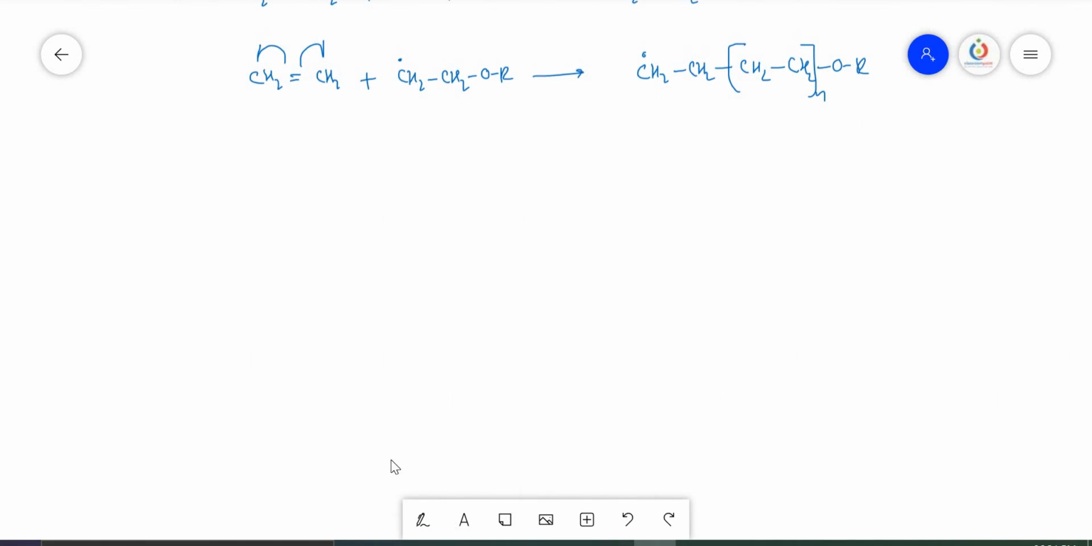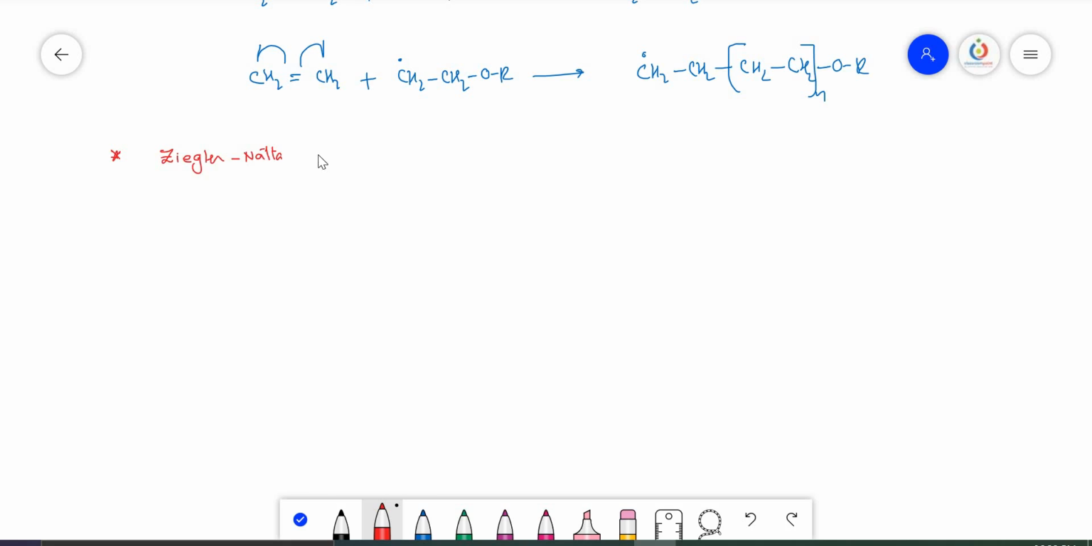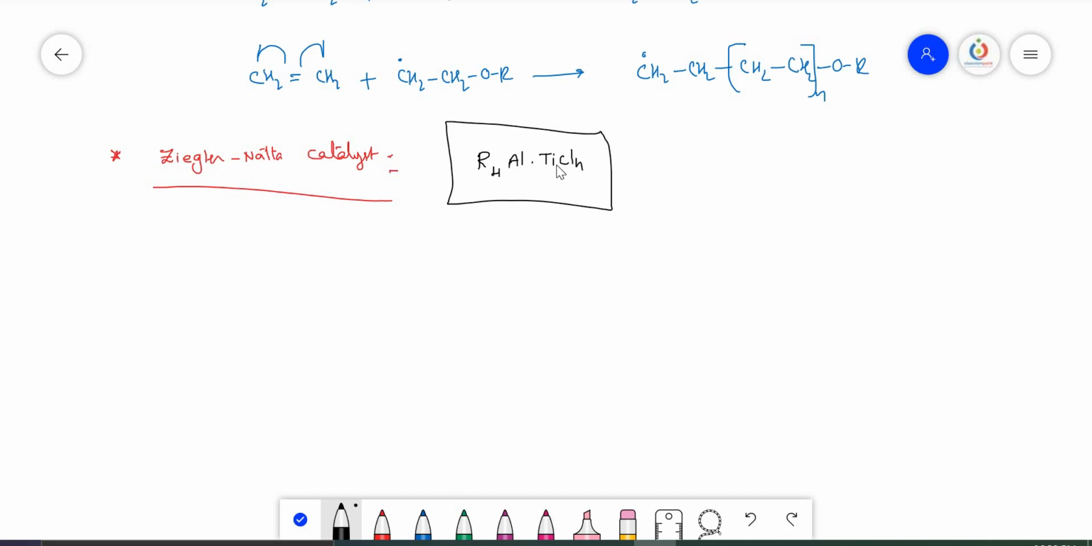Now there is a good reagent which we use in polymerization reactions, that is the Ziegler-Natta catalyst. What is this Ziegler-Natta catalyst? It is simply trialkyl aluminum, you take alkyl groups, aluminum, in combination with titanium tetrachloride. This is called the Ziegler-Natta catalyst. I will write down the name. Sorry, not 4, 3 alkyl groups.